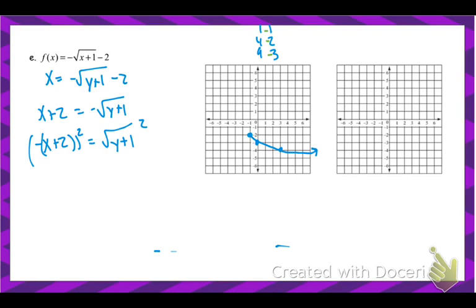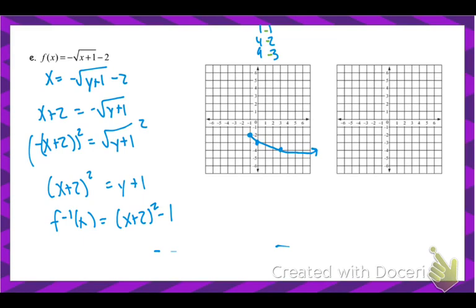So when I square it in this form, I'm still going to have x plus 2 squared. If you want to leave that reflection over the y on there, you're welcome to. It's not wrong, but again, if you're squaring it, it's going to make it positive. Then the last step here is going to be just to subtract 1. And you have your inverse function.